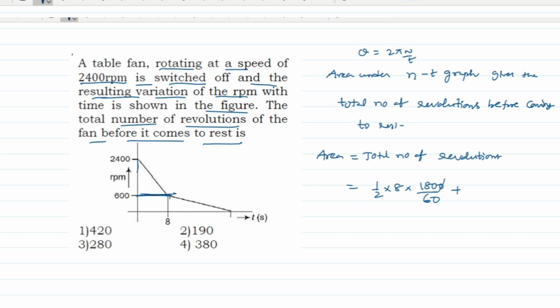For this one, here we will be getting 8 rotations as the base, 8 into height, in the sense here we will be getting 600 rotations per minute, divided by 60, plus again one more triangle you will be getting here. This triangle, plus half into base value, here it is 16, students, it is coming to 16.